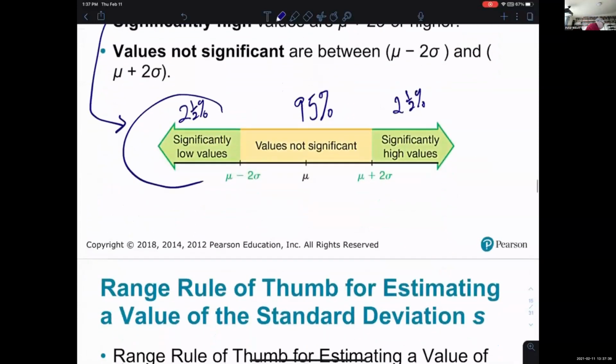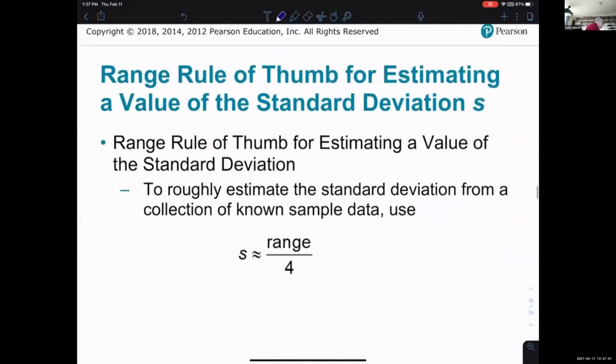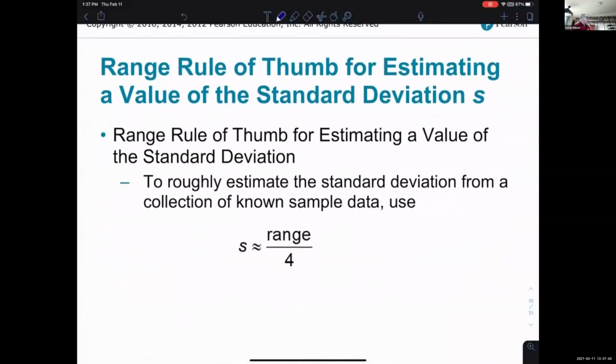What do they talk about next? The simple range rule for estimating a standard deviation would be to take the range that we talked about in the beginning, the difference between the max and min value, and divide by 4. This is very rough. We're not going to really use this much in this class. You may have a problem asking you to do it. So the range rule of thumb for estimating standard deviation is just take the difference between the max and the min and divide by 4.